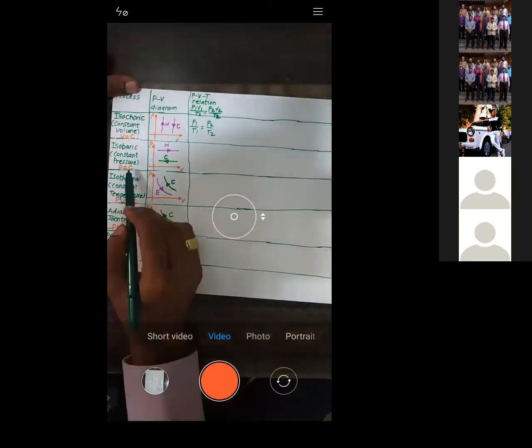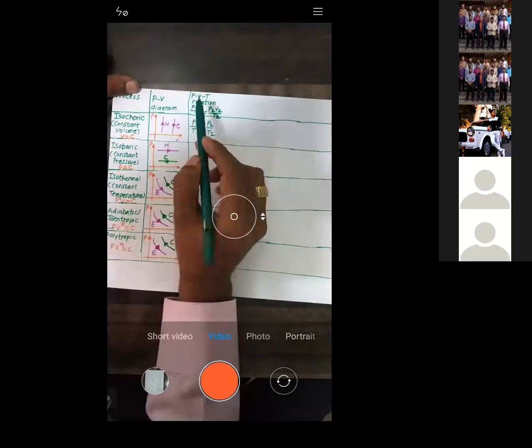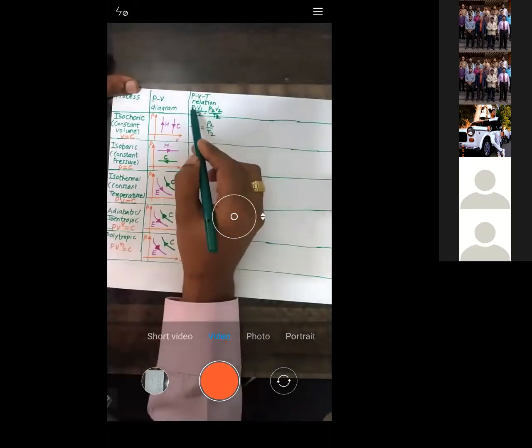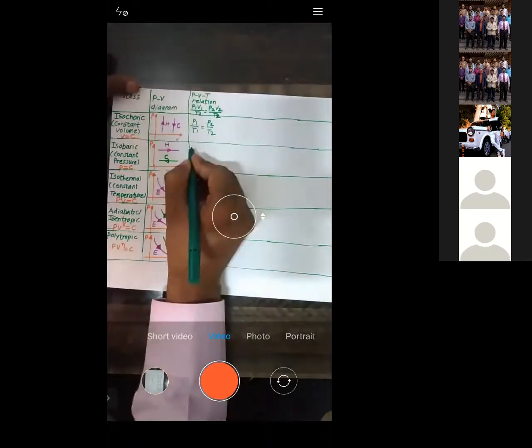Now just see this case. The pressure is constant, so P1 is equal to P2. So we will get V1 by T1 is equal to V2 by T2. Try to understand. What will we get?